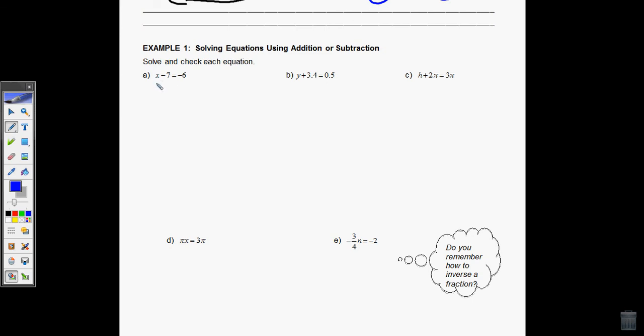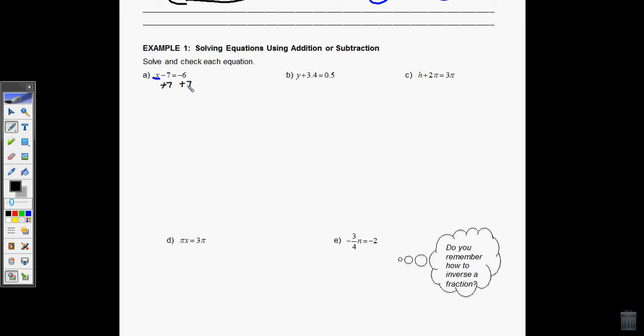Part A, example 1. We have x minus 7 equals negative 6. So the idea in this equation, like you would know from pre-algebra, is to figure out what that x value is, and we do that by isolating the x variable, by getting it by itself. So the question is, what do we have to do to get the x by itself? What we have to do here is the inverse operation of the surrounding items. So I have minus 7 here, so my inverse operation is going to be plus 7.